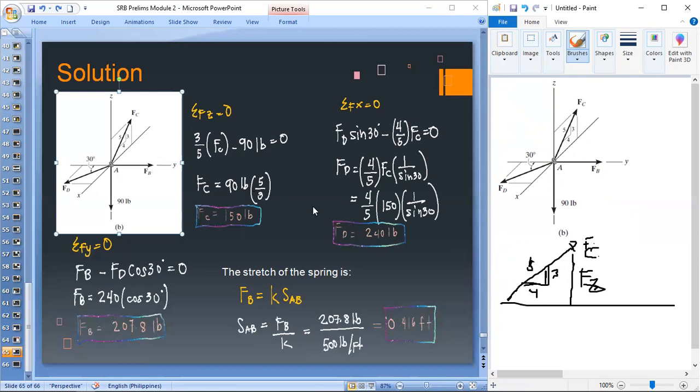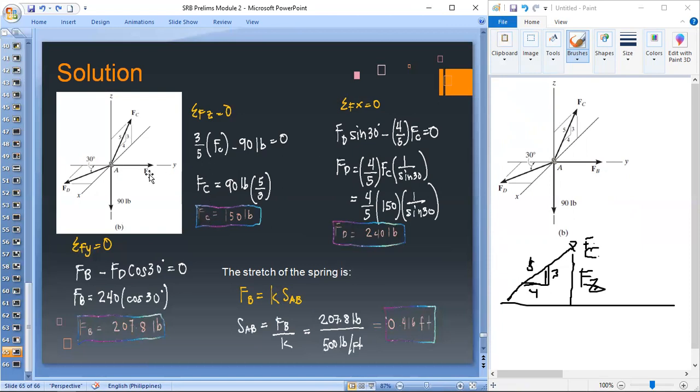Kasi nga, Z na yan, yung 3. So, kasi transpose mo lang, 3 over 5 dapat, diba siya? So, binaligtad mo na siya, basic algebra, transpose, then you'll get your FC na 150. And then, no, summation of forces at X equals to 0. So, meron ka lang FC.